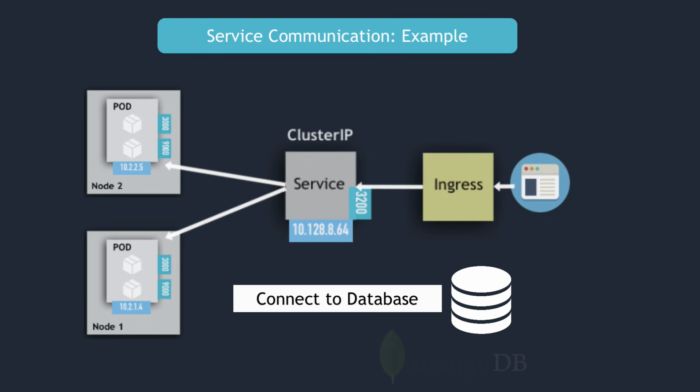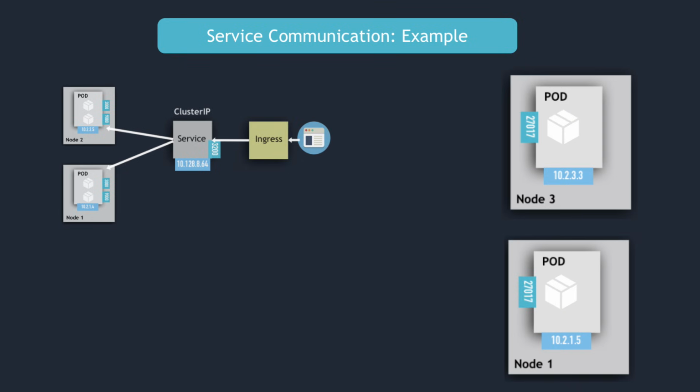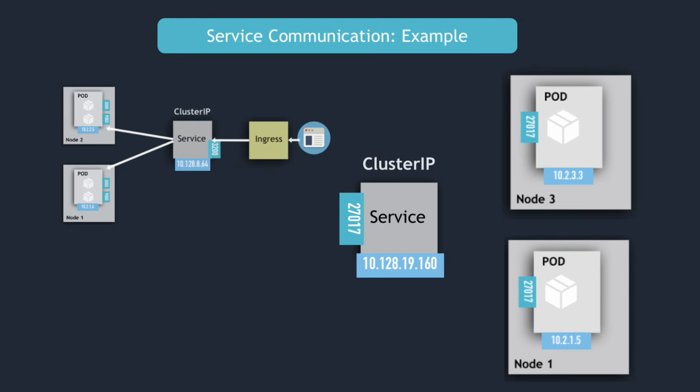And in our example, let's assume that the microservice application uses a MongoDB database. So we have two replicas of MongoDB in the cluster, which also have their own service endpoint. So the MongoDB service is also of type ClusterIP, and it has its own IP address. So now the microservice application inside the pod can talk to the MongoDB database also using the service endpoint.